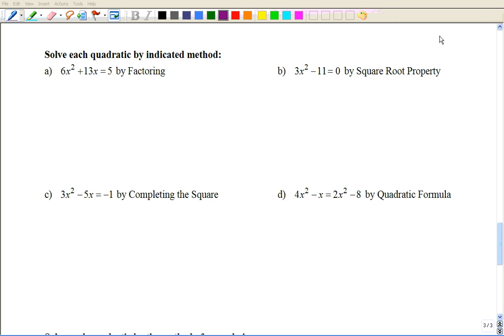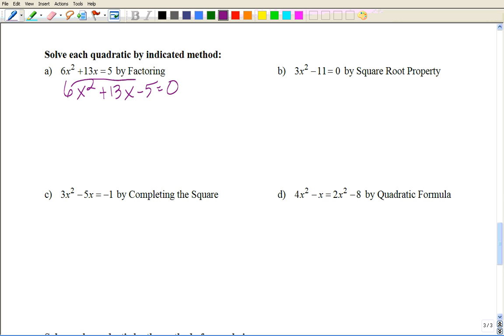Okay, now let's solve each of the quadratics by the indicated method. So A, we have 6x squared plus 13x equals 5. And we're going to solve this by factoring. So I'm going to move over the 5, so I have 6x squared plus 13x minus 5 equals 0. I'm going to use the slip and slide, but you could use grouping or the box. Does not matter. I will not count off if you choose a different method than me.